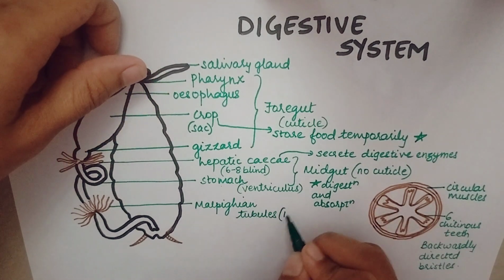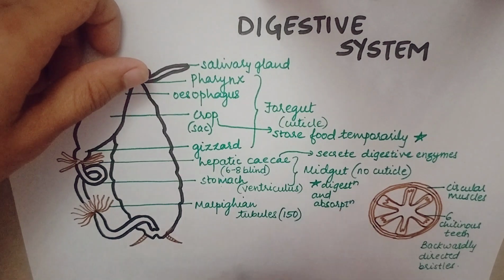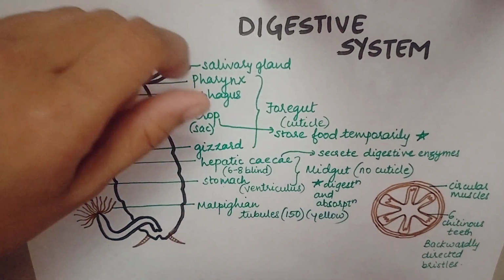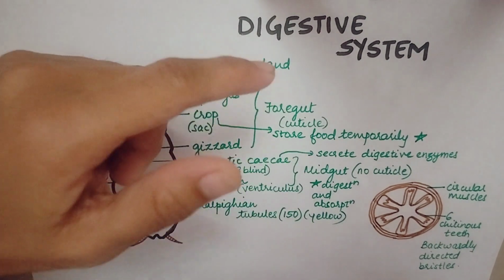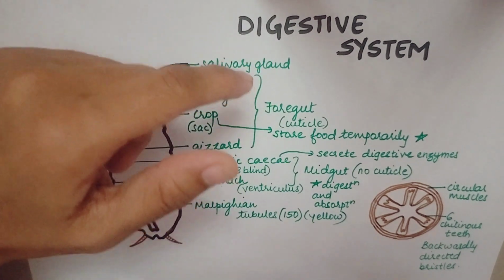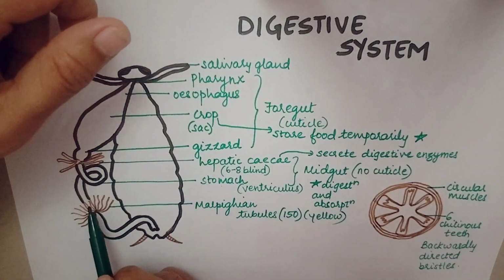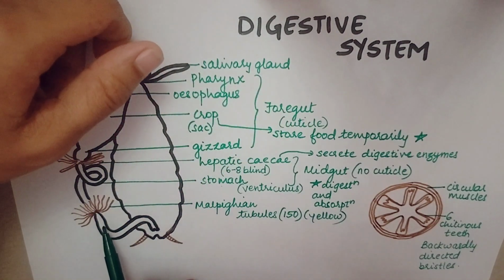cockroach. They are 150 in number. Okay, they are yellow colored. How they help in excretion, you will learn in the excretory system of the cockroach. For now, just remember that Malpighian tubules are present at the junction of midgut and hindgut.